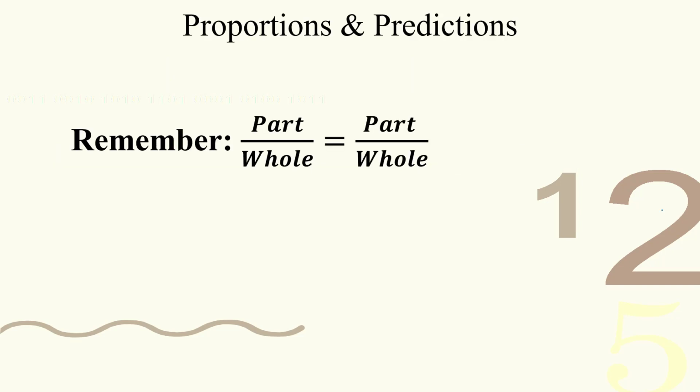Now, remember that when we're doing proportions, we're setting up a ratio, part over a whole, being equal to a part over a whole. And so we want to look at our data, and one of our ratios is going to be the ratio from our sample, and the other ratio is going to be the ratio from our population.